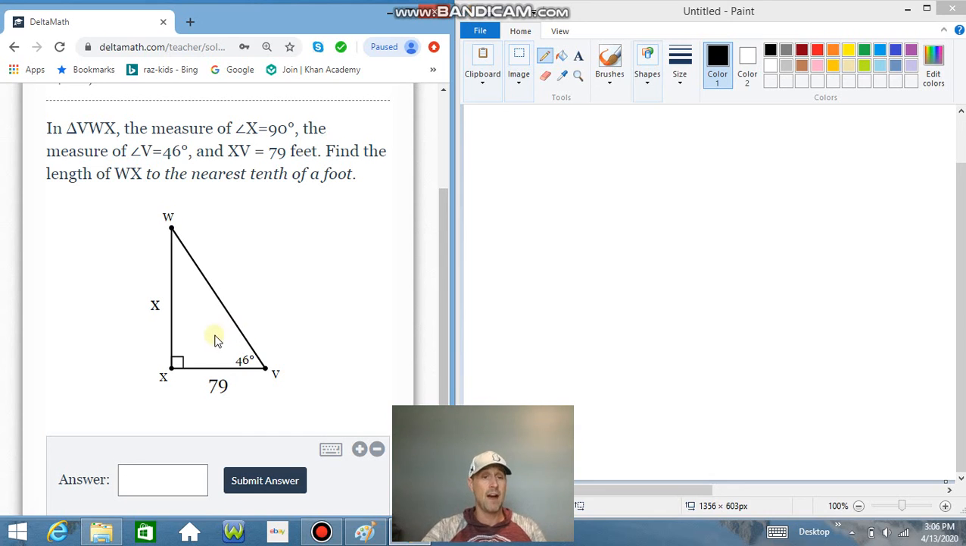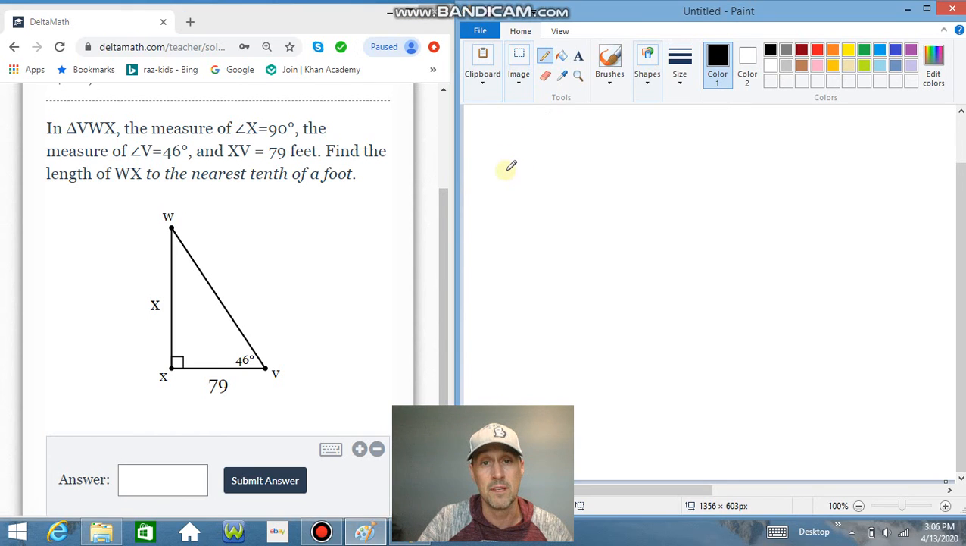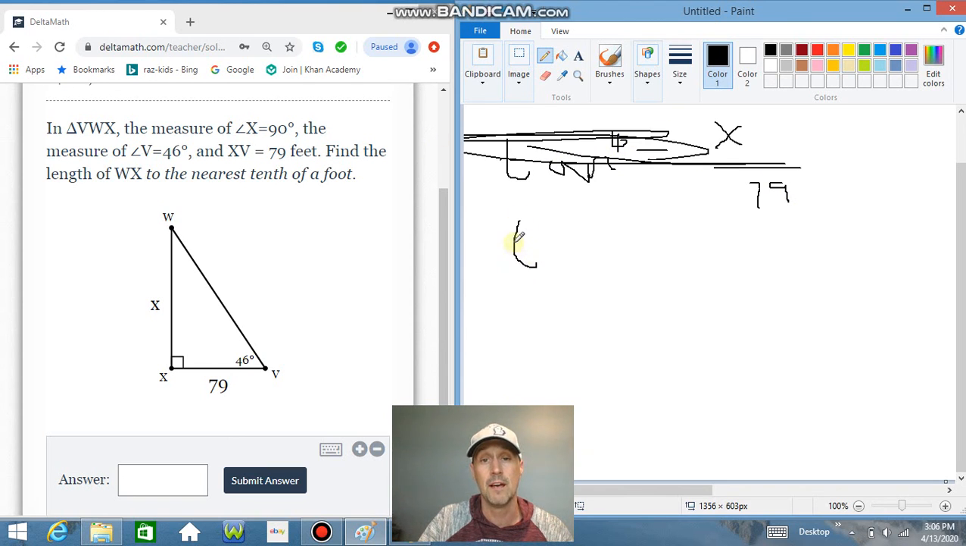So you got to ask yourself, how are these two sides related to the angle 46? Well, X is opposite, 79 is adjacent, so that would be tangent. So we want to set up this trig ratio. Tan is equal to X over 79, okay? And tan of the angle that we have, so tan of 46 degrees. I should have put 46 in here. Let's start over. Tan of 46 degrees equals X over 79, okay?